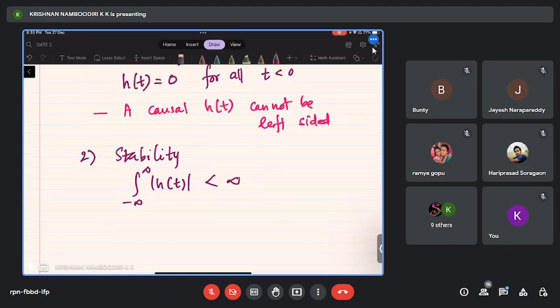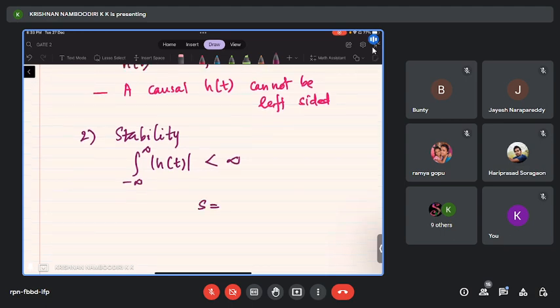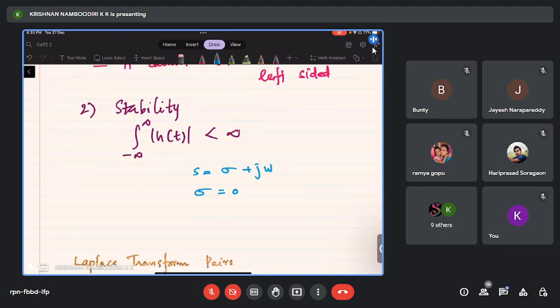As we have seen, s equal to sigma plus j omega, and if I substitute sigma equal to 0, the Laplace transform is equal to the Fourier transform, correct? In other words, in order to have the Fourier transform existing for a signal, the region of convergence must include sigma equal to 0, that is, the j omega axis. Does everybody agree with this? Everybody understood this?